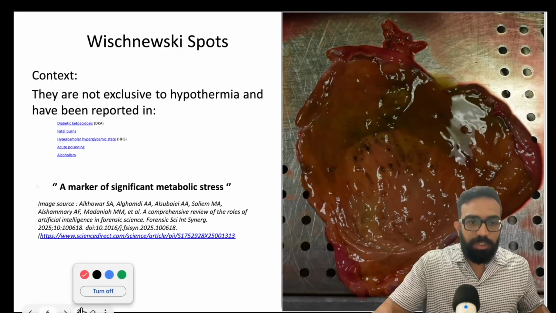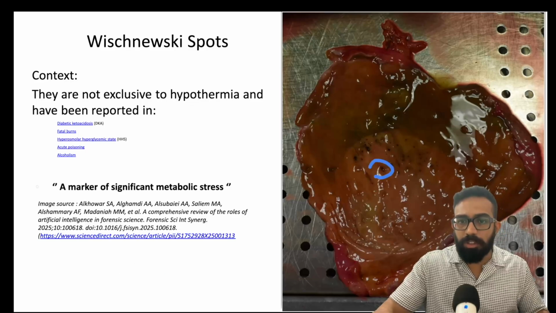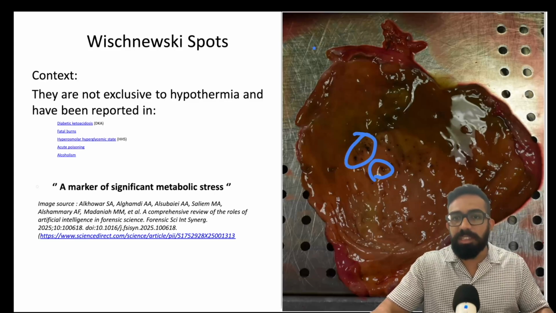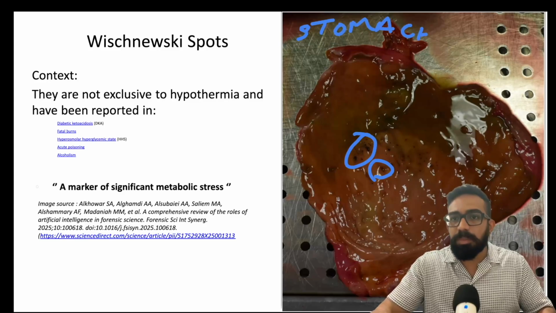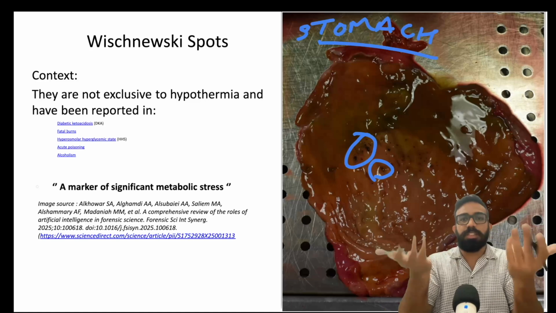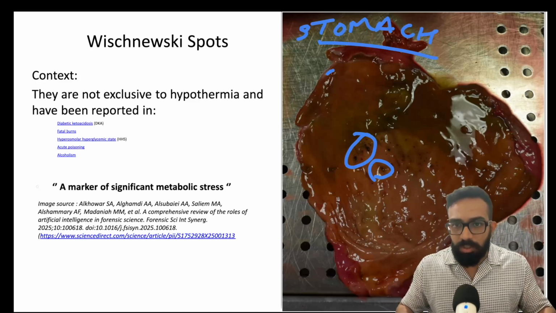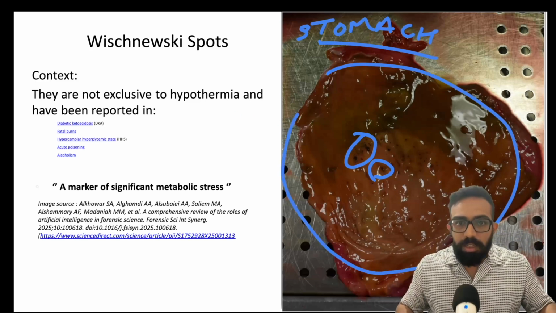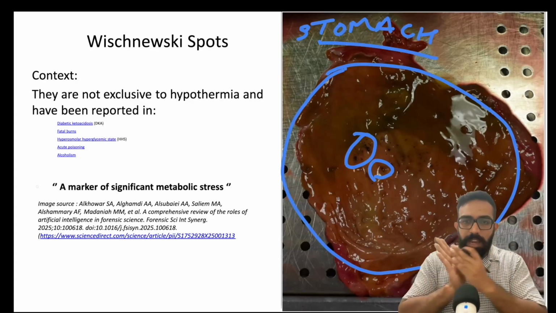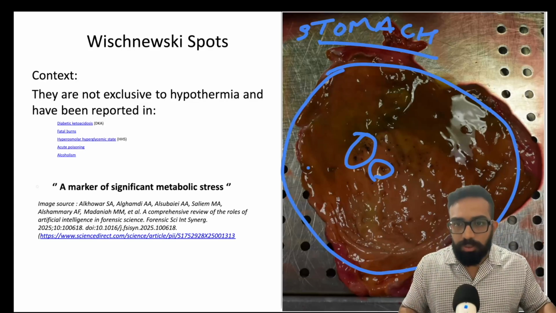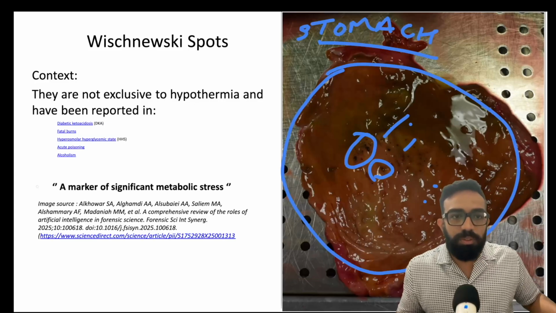Now let's discuss Wischnewski ulcer in a bit more detail. What you see over here, these small black dots, these punctate hemorrhages, these are Wischnewski ulcers. This is basically an image of the stomach. The stomach has been dissected, removed from the body and turned inside out. So what you are seeing over here is the mucosa, the innermost layer of the stomach, and on the mucosal wall you see the small hemorrhagic dots. Over here you can see, these are called Wischnewski spots.